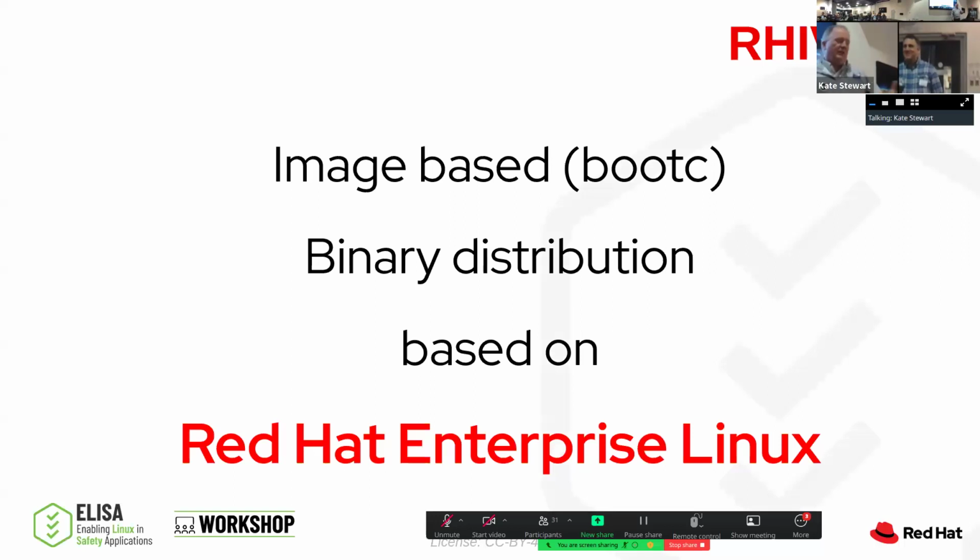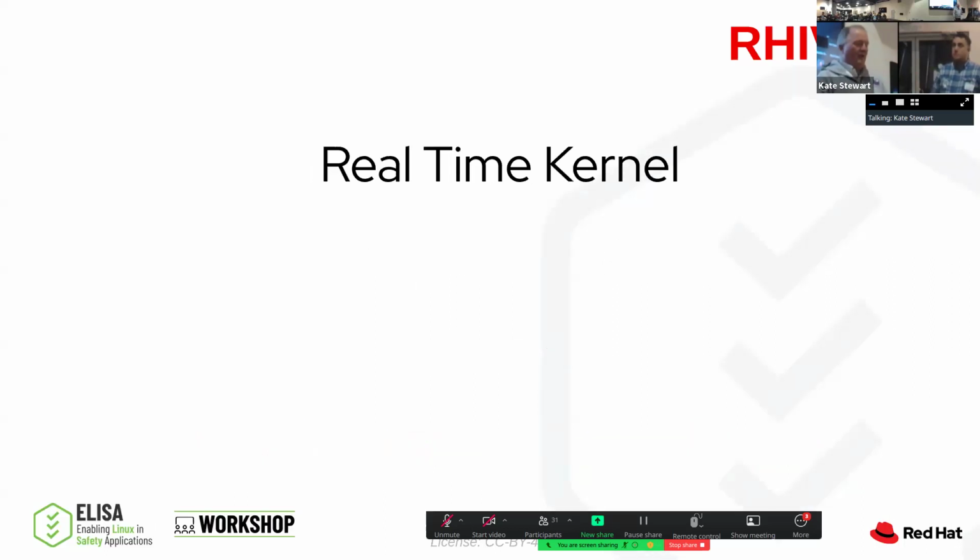So it's image-based bootc, as we saw in the previous demonstration. It's a binary distribution based on Red Hat Enterprise Linux, so it has the same support cycle. At Red Hat Summit this past spring, we announced 2 new ways of dealing with the Red Hat operating system. There's image-based, and then there's package-based. Package-based is what we do traditionally, and image-based is based on bootc. So it's basically treating the operating system as an individual image, and then RHIVOS ends up being a specific version of that for running in vehicles.